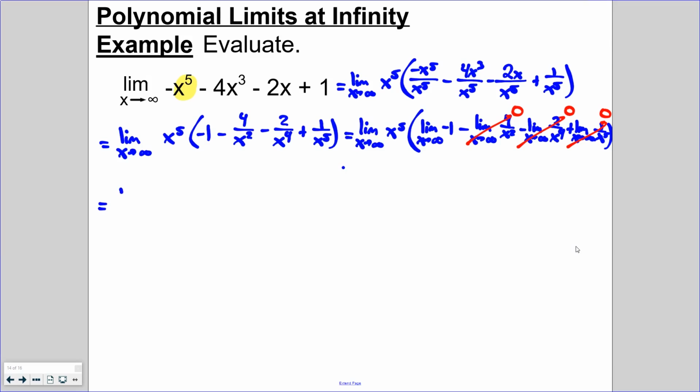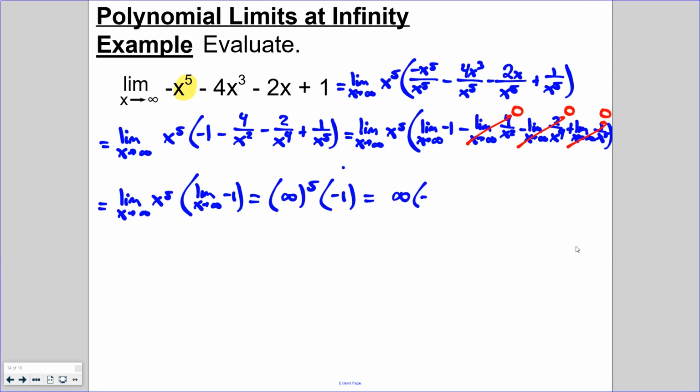Alright, so now that is leaving us with the limit as x approaches infinity of x to the fifth times the limit as x approaches infinity of negative 1. And we can evaluate, so this can give us infinity to the fifth. The limit of negative 1 is just negative 1. I got an extra dot in there, so let's get rid of that so we don't cause any confusion. Infinity to the fifth times negative 1. Well, we know that infinity to the fifth is just infinity, and then infinity times negative 1 is going to give us negative infinity.